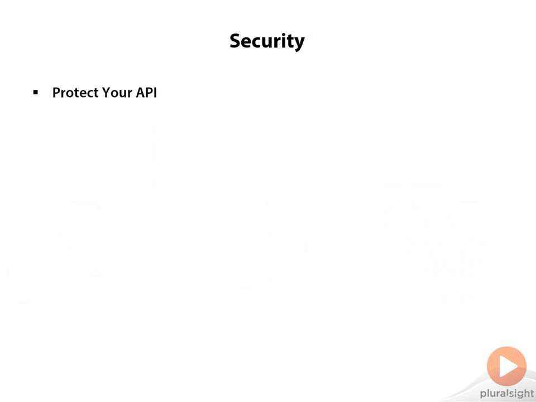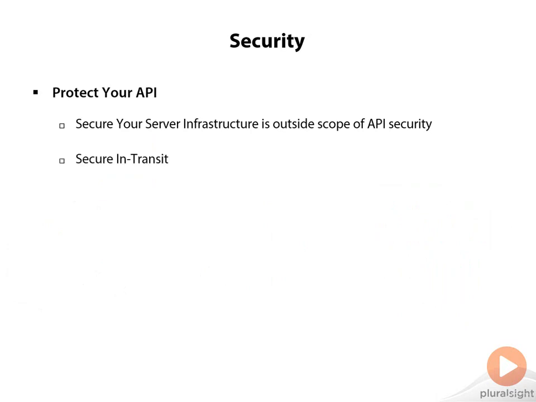So at the end of the day, you need to protect your API. Securing your server infrastructure is outside the scope here. We're going to assume that you have armed guards and key codes and everything they have in the movies to protect your servers from people actually getting to the physical boxes. You will have to worry about security in transit. And so as you communicate information from the client to your servers, you need to stop those men in the middle from looking and sniffing at those packets.